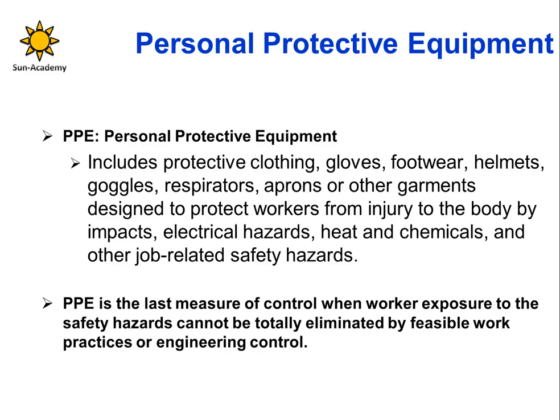To avoid injury, we use personal protective equipment, PPE, which includes protective clothing, gloves, footwear, helmets, goggles, respirators, aprons or other garments designed to protect workers from injury to the body and by impacts, electrical hazards, heat and chemicals, and other job-related safety hazards. Note, PPE is the last measure of control when worker exposure to the safety hazards cannot be totally eliminated by feasible work practices or engineering controls. That is, PPE is the last measure, not the first.